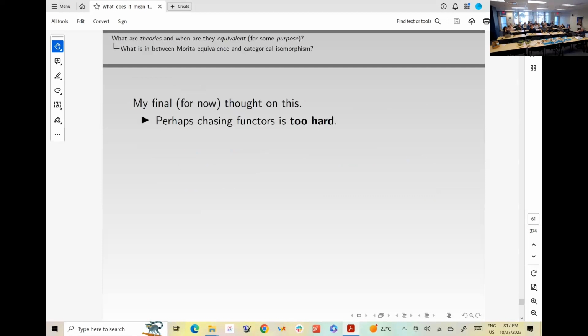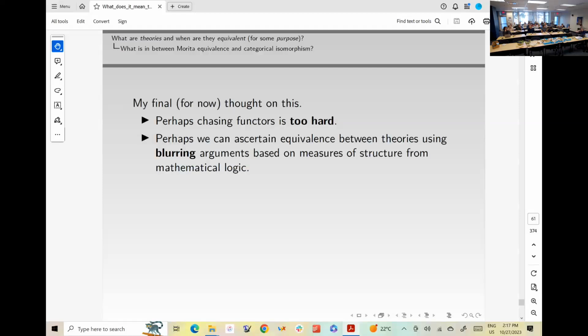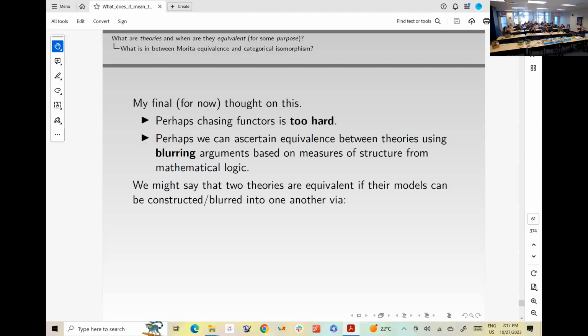Okay, so my final thought on this now then is perhaps the next way to try and tackle this kind of question is to think maybe chasing the functors is too high. I was certainly working hard to get them in there. Perhaps we can ascertain equivalence between theories just using a blurring argument based on measures of structure from mathematical logic. So the kinds of ways we might compare structure in mathematical logic are often a little different. So we might think about, can you compute one structure from another?